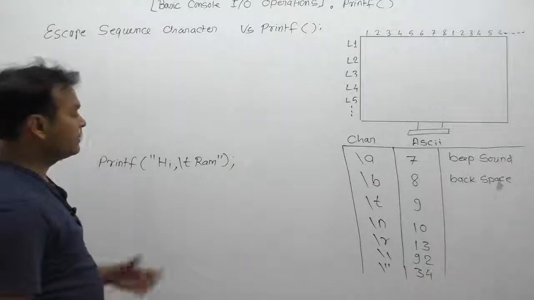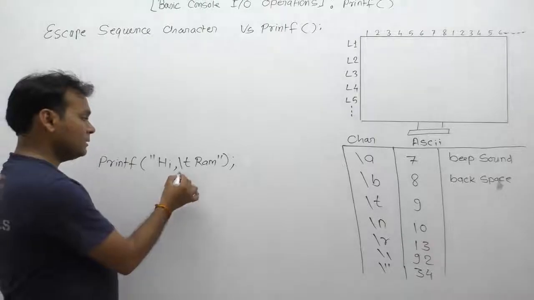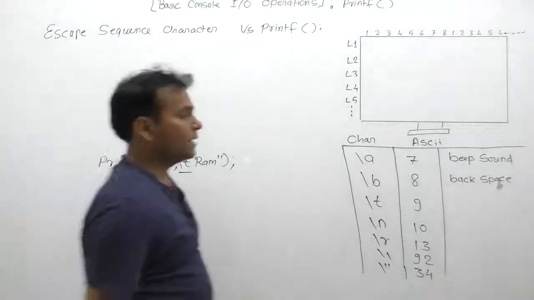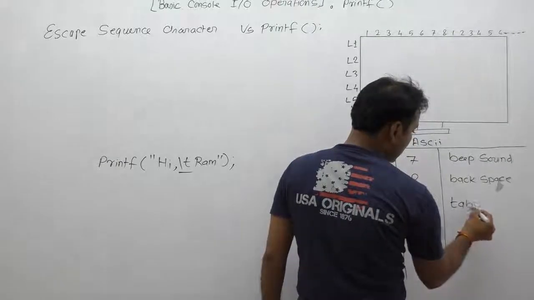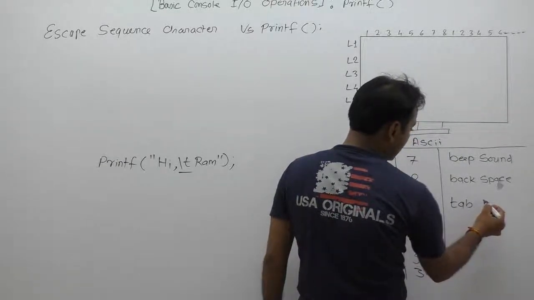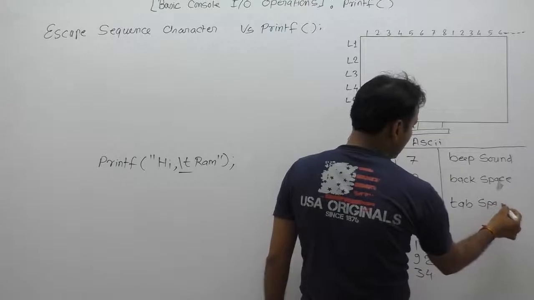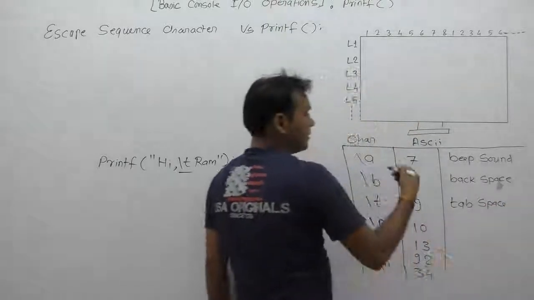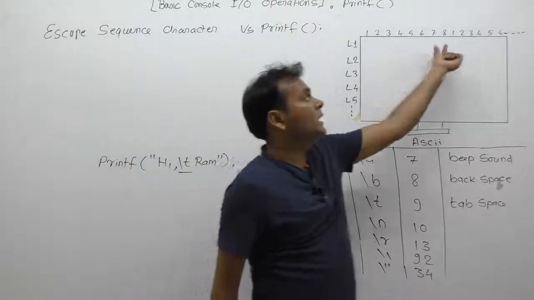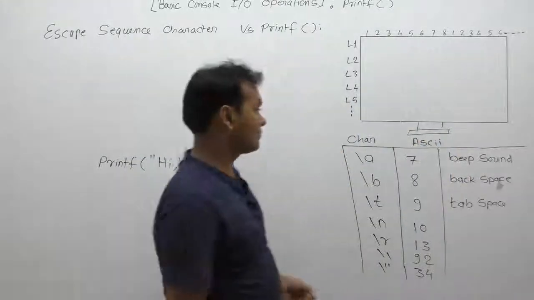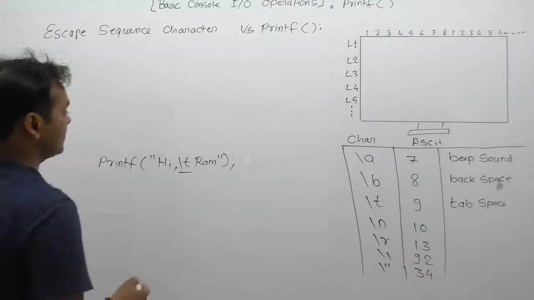What is the behavior of this printf? Slash T represents a tab space. Backspace moves the cursor to the left position, and in the same way a tab space moves the cursor to the next multiple of 8th position. Let us test the behavior of slash T.